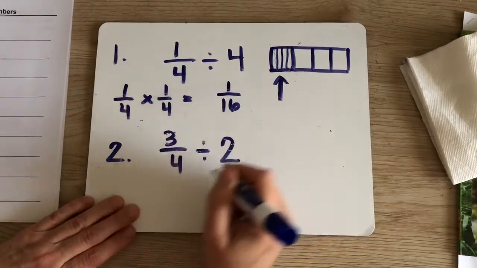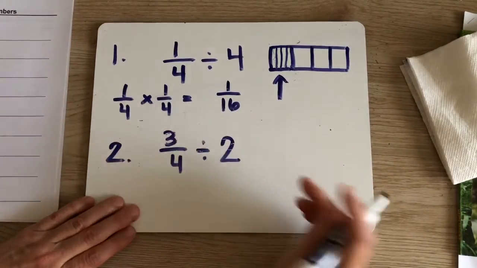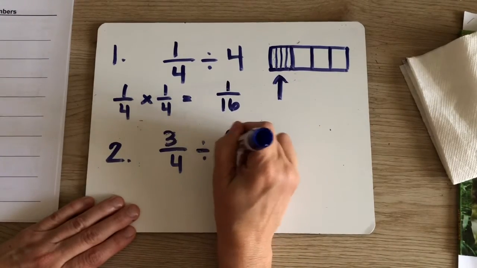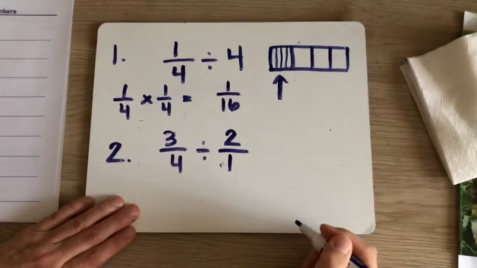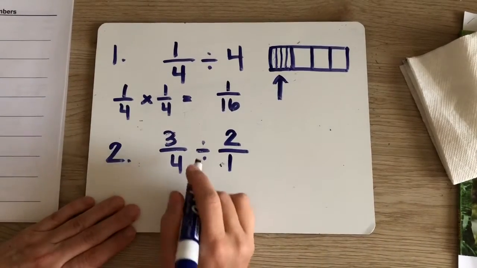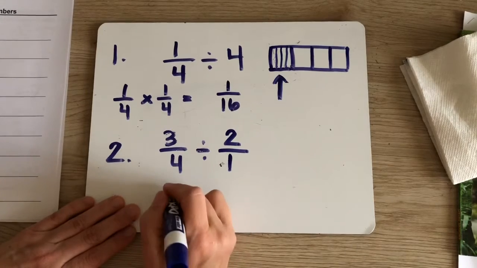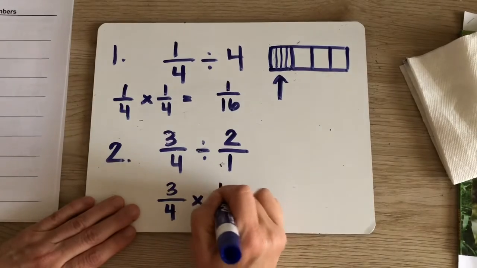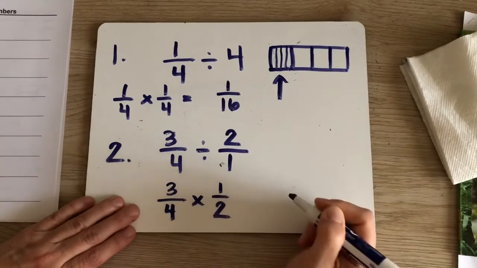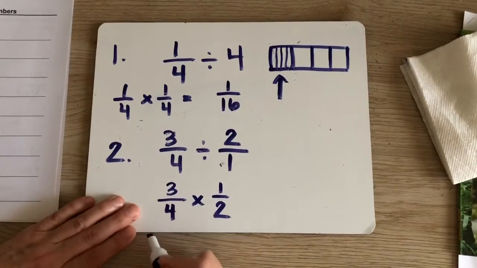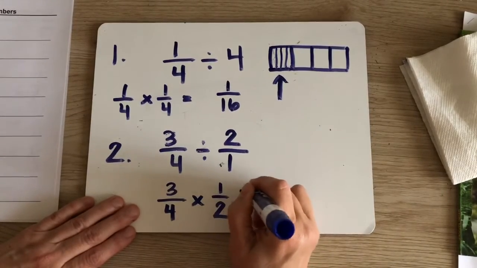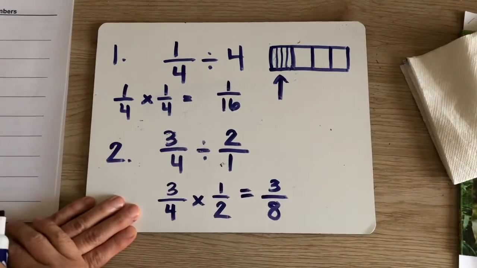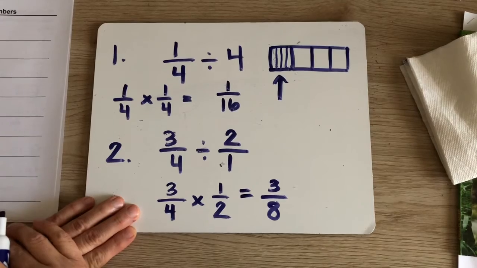So the first thing we're going to do is we'll do 3/4, and I'm just going to change this to where I have 2/1. And then in my next step, I'm going to change the sign to multiply and do the reciprocal. So I'll have 3/4 times 1/2. And then I can check to see if I can cross reduce at all, but I can't. And then I'm going to multiply across the top and multiply across the bottom. And that's all you have to do there.